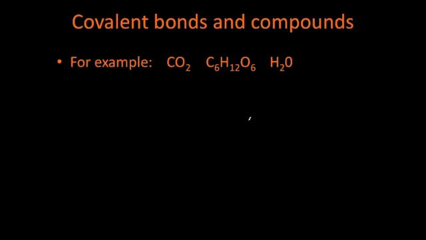Some more examples. Carbon dioxide, CO2. That's the chemical formula for it. Basically, C6H12O6 is what we know as glucose. It's the sugar that plants produce, a very common sugar. And then you should know this one by now. We know this is water.